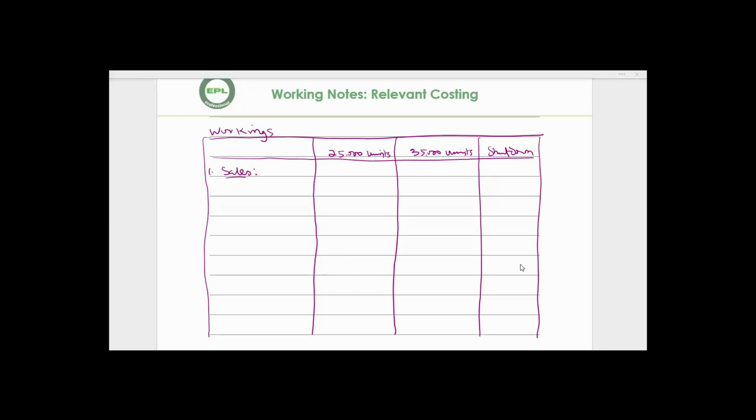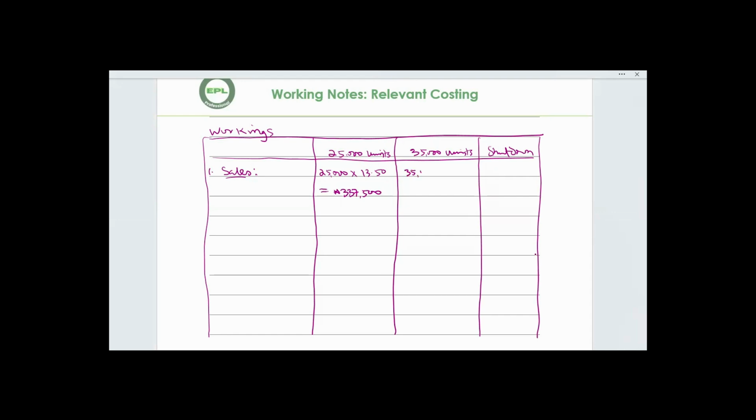So under 25, you want to produce 25,000 units. Therefore, here is 25,000 multiplied by selling price. How much is selling price at 25,000 units? We are told that selling price is 13 naira 50 kobo. So bring out your calculator, 25,000 multiplied by 13.5 equals 337,500. Okay, 337,500.